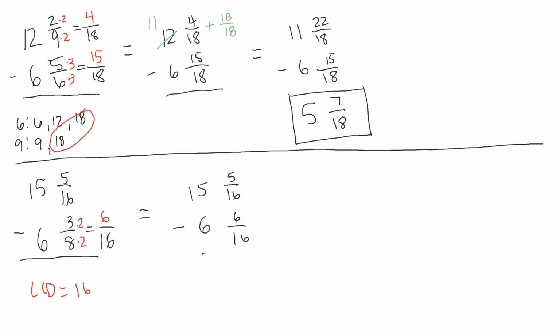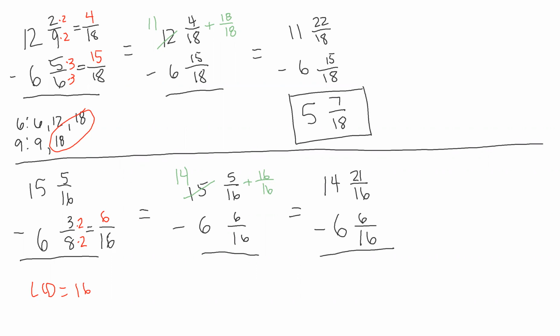And you can see here, we're in a situation where we definitely need to borrow. I cannot take 6 from 5. So I borrow 1 from the 15. I add it right back in as a fraction, and I'm going to have it as 16/16. 16 because that's the common denominator, and the only way to get a fraction that equals 1, where 16 is the denominator, would be to write it as 16/16. So I clean up. I get 14, and then I want to add 5/16 and 16/16. That gives me 21/16. From that, I want to subtract 6 and 6/16.